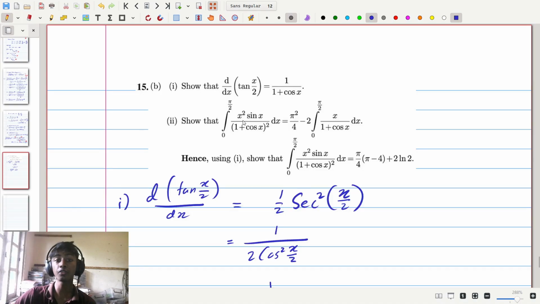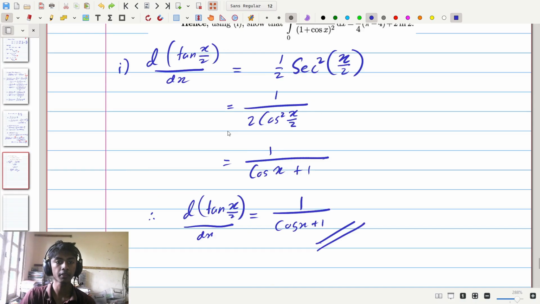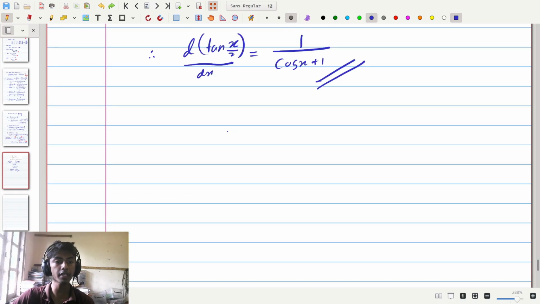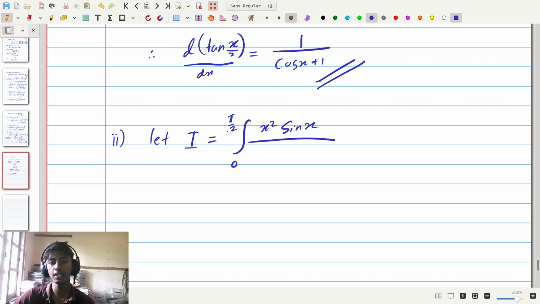Now after that, moving on to the second part, it says show that the integral from 0 to pi by 2 of x squared sine of x divided by (1 plus cosine of x) whole thing squared is equal to this expression right here. Now let's first write this down, and I'm going to write it as: let the integral, which I'm going to call I, be equal to the integral from 0 to pi by 2 of x squared times sine of x divided by (1 plus cosine of x) whole thing squared with respect to x.